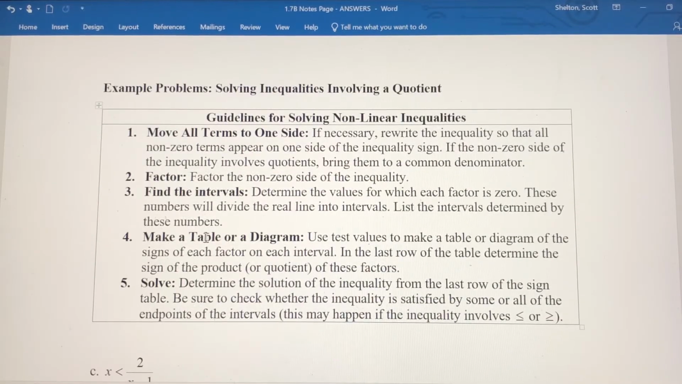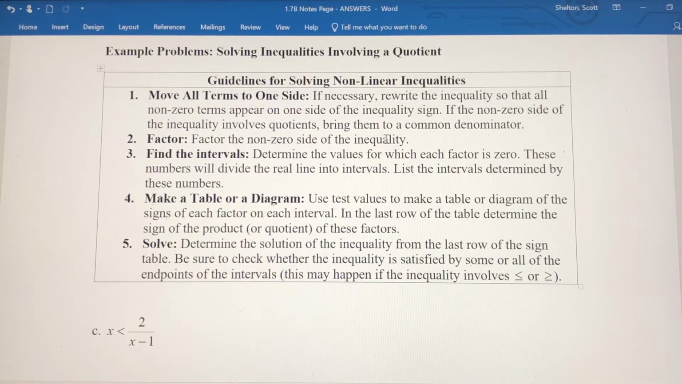All right, guys, so this video is part 2 of solving inequalities involving a quotient. If you haven't seen the first part, I suggest going back and watching that one first. That problem's a little simpler than problem C here is going to be. I copied and pasted this table of steps for you so you don't have to search back through your notes or anything like that.